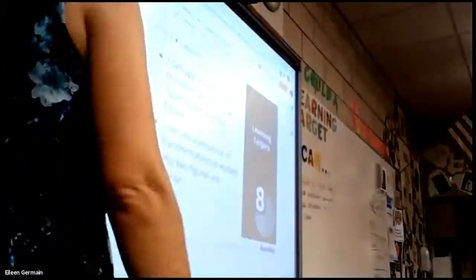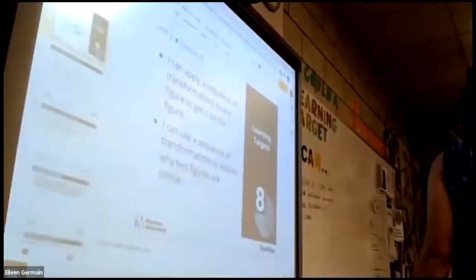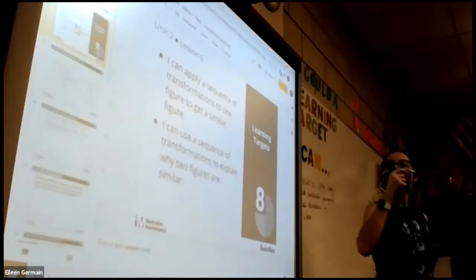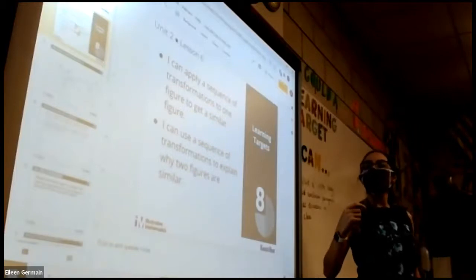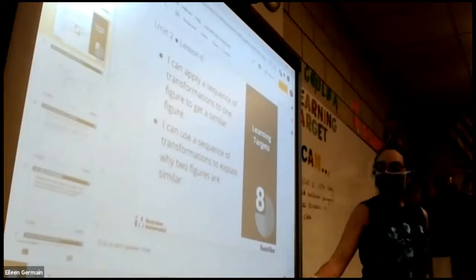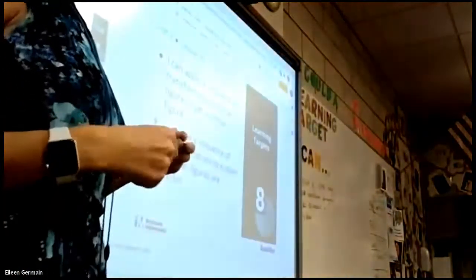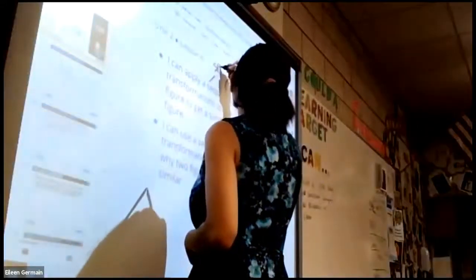So I'm looking at our learning targets for today. So for today, we're going to be able to apply a sequence of transformations to one figure to get a similar figure, right? So what's a sequence of transformations? What do we remember that term, sequence of transformations? Jocelyn. So it's an order, right? So they're in a specific order.